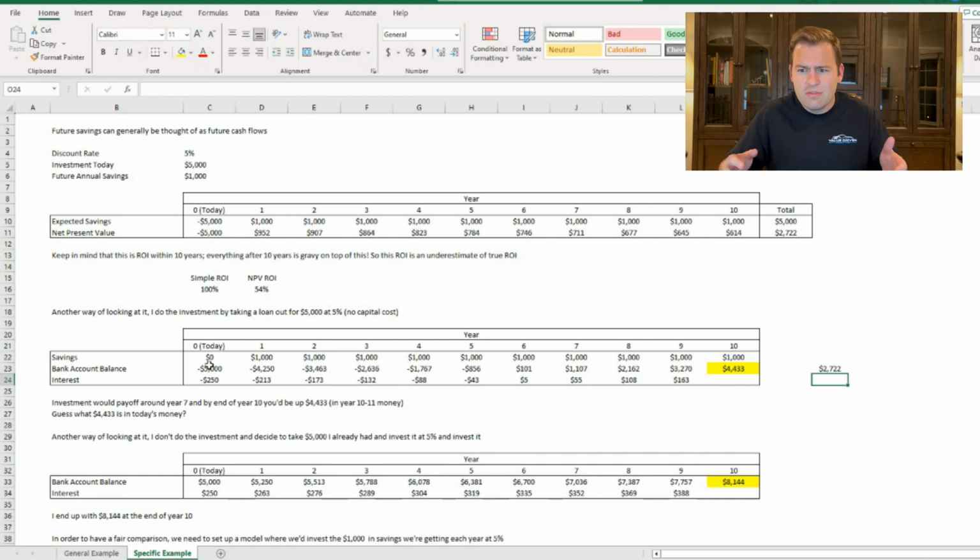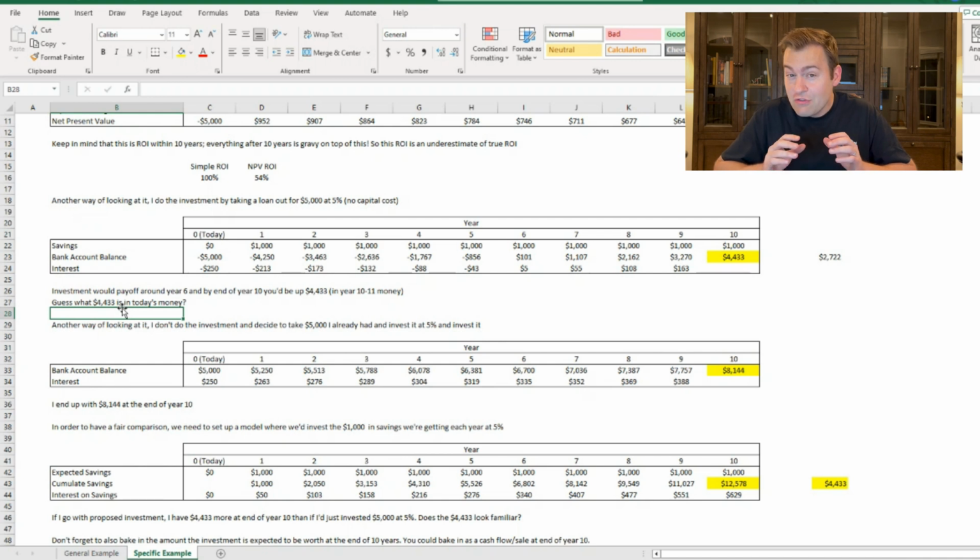So we kind of did it from a pure discounting perspective up here, and here we did a real world scenario. Okay, we're borrowing $5,000. How much do we gain? How much do we have at the end of year 10? What's that amount worth today? And we get to the same $2,722. Pretty neat. Do you want to dive even further into this topic? Well, we're going to show it in a few other ways on top of this.